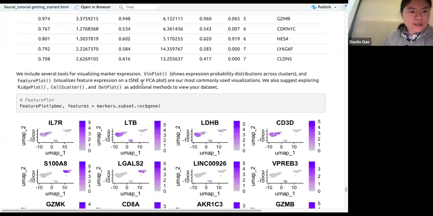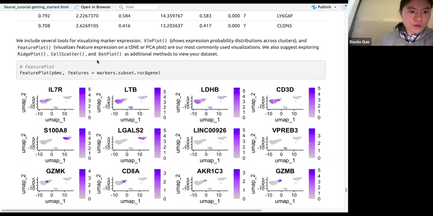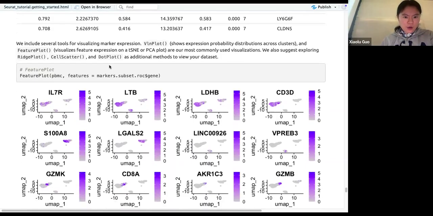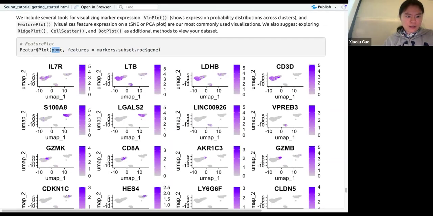After that, we can do the feature plot. After we identify the marker genes, we can visualize the data to have a look. Let's focus on the ROC test identified marker genes, and then we display these genes for this object, using this function to plot.